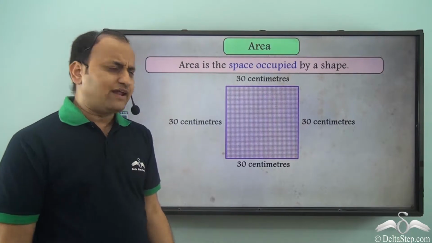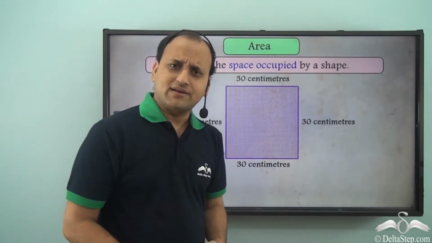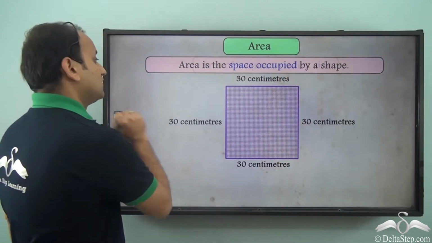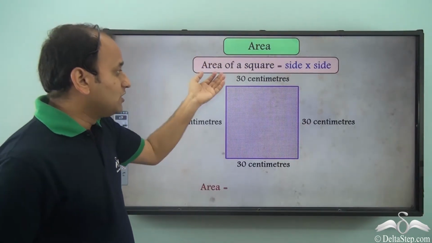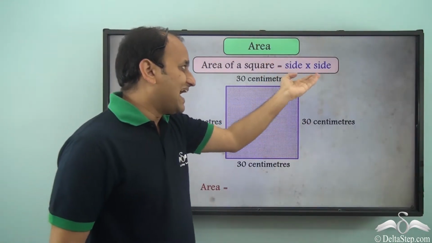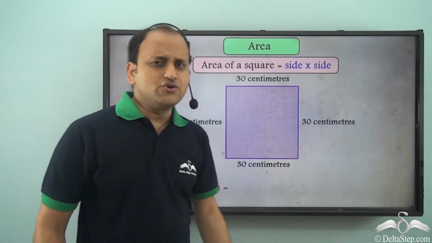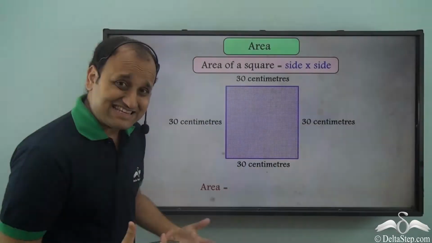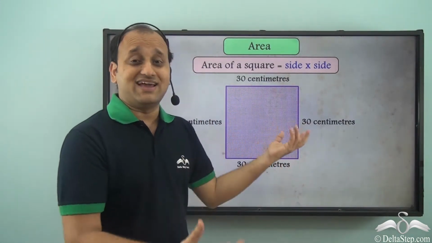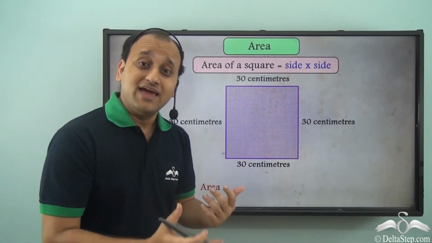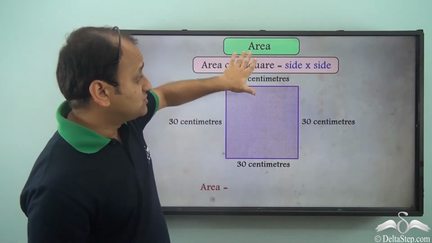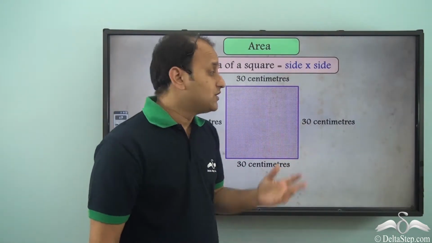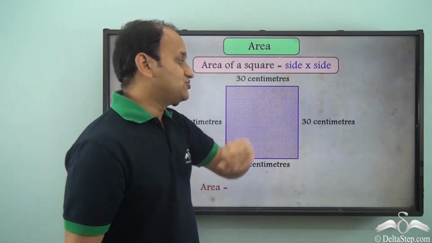But how do you find out the area of a square? Well, there is a formula for that. And the formula for area of a square is side into side. So you can definitely take up a tile or any other object and try to fill this and say that the count of that particular thing is the area of the shape, but that won't be accurate. But when you use this formula, then you can accurately find the area of this square. So area of the square is side into side.